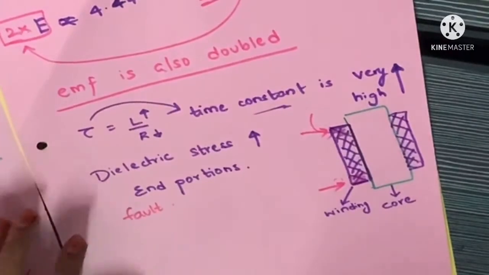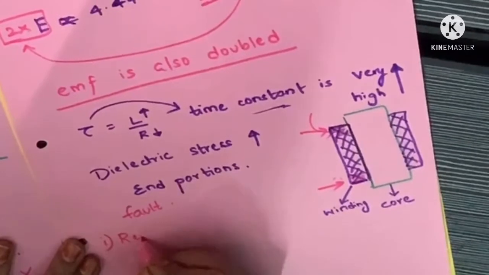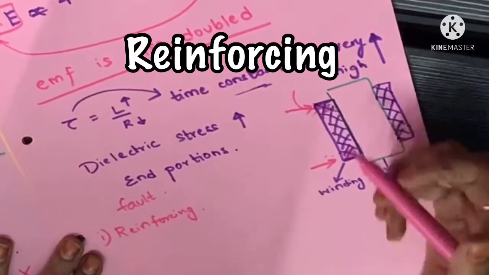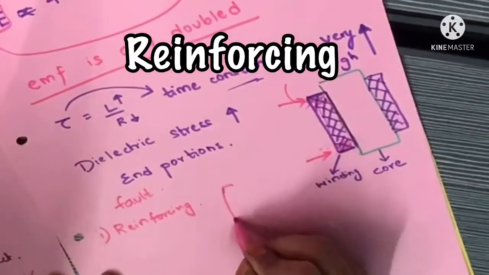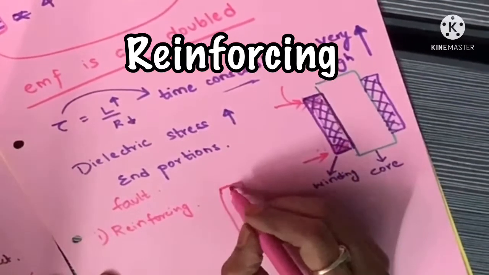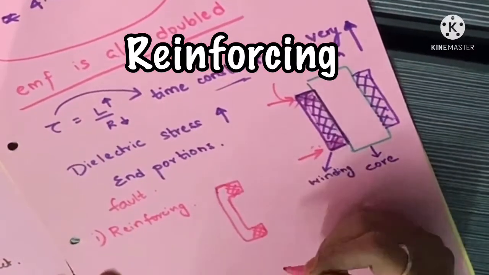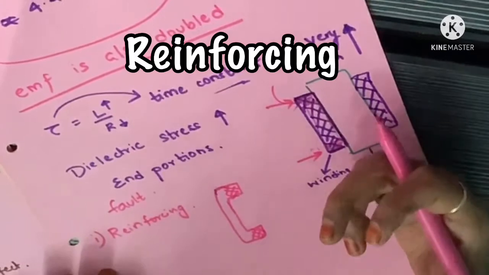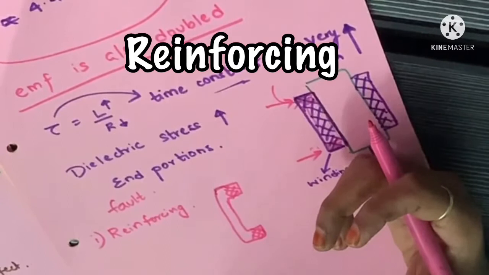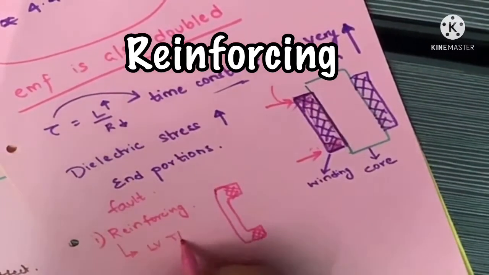In order to avoid this, we do two things. One is reinforcing. That is, this end portion is made in this way: extra thickness is added at the end portions of the winding, so that it can tolerate the excess EMF induced in it and will not be damaged. Generally this is employed in LV transformers.